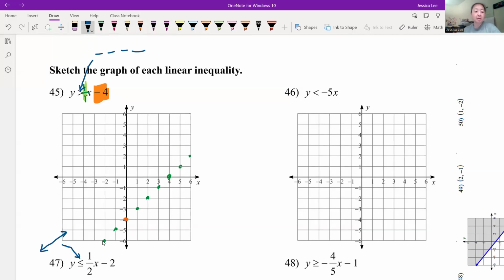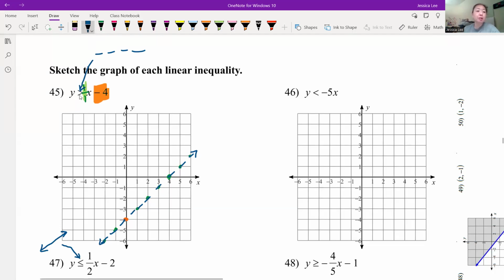So we're going to have a dashed line because technically we're saying that y cannot equal the line. Okay, so it is a dashed line. It's like an electric fence. Don't go on it. You can't. You're going to die.